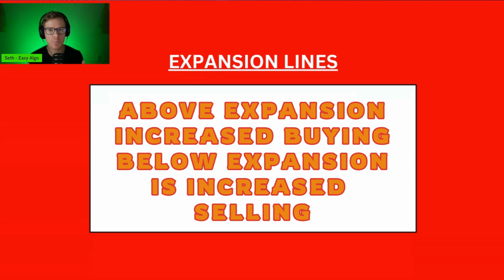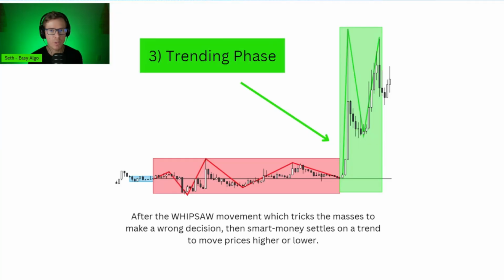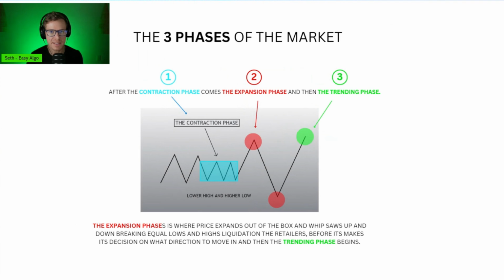This provides predictable information. And then we have the third phase, which is the trend phase. This is the money-making phase. After we get contraction, we get this whipsaw expansion phase. After the whipsaw phase, the smart money settles in a direction and moves price higher or lower. These are the three phases in more detail. So you can see after the contraction phase, we get the expansion before price goes into the trend phase.